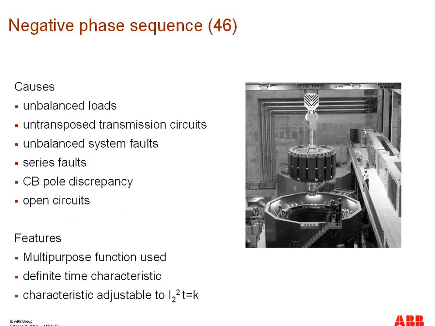As far as the causes of negative sequence currents are concerned, there can be an unbalanced load, then the transmission circuit can be untransposed. That can cause negative sequence currents flowing into the relay or into the generators. Then there can be unbalanced system faults, series faults, or some pole could be open in the circuit breaker, and then there could be an open circuit. So there are several causes that create negative sequence currents in the generators.